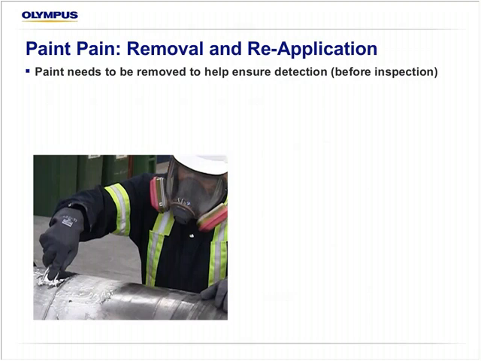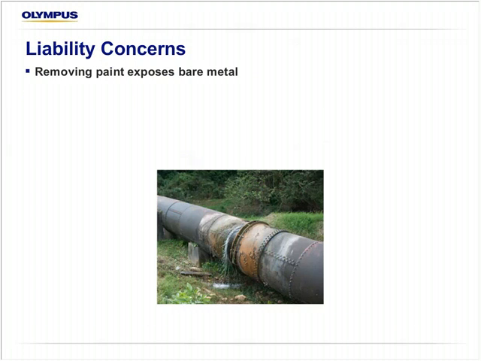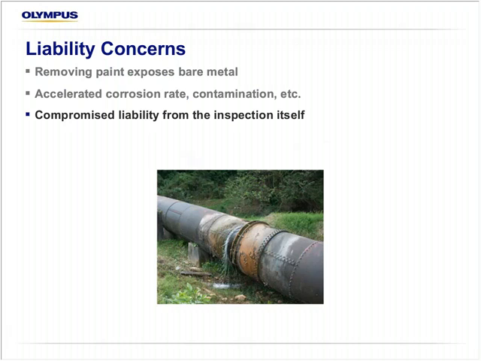The paint removal is also significant because the paint needs to be removed before the inspection and also reapplied after the inspection. There are liability concerns from removing the paint because it exposes the bare metal, accelerating corrosion, and it could create contamination issues. This is not the case for all applications, but it certainly is a concern for the most critical ones. So in a sense, the reliability is compromised by the paint removal from the inspection itself.